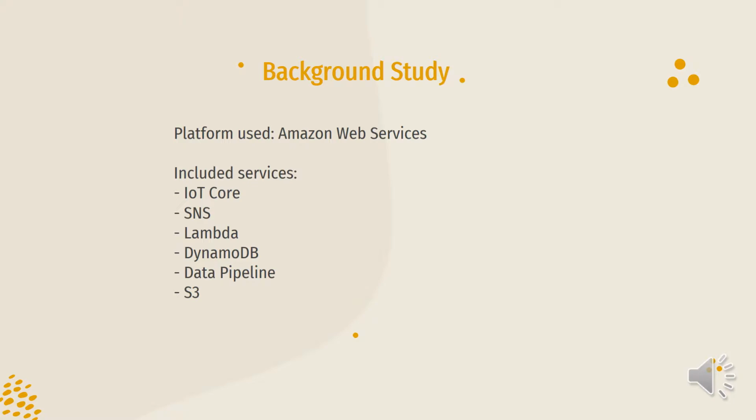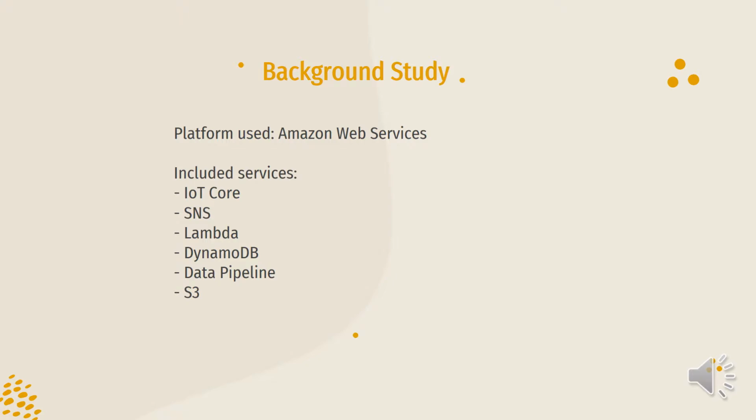If the condition of the farm goes over the limit set, the smart farm system will alert the user to take action. To achieve the smart farming system, the platform we use is Amazon Web Services, which is AWS. AWS offers reliable, scalable, and inexpensive cloud computing services. The services we use are IoT Core, SNS, Lambda, DynamoDB, Data Pipeline, and S3.